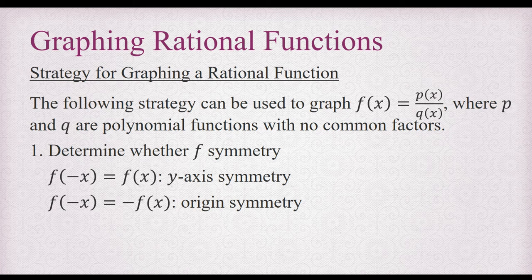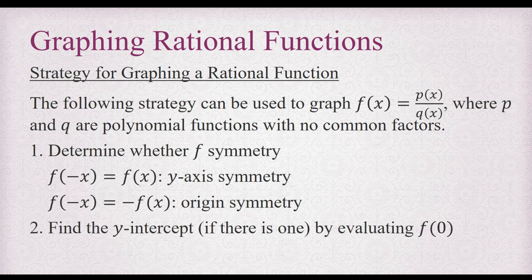Okay, so the first thing that we're going to do is determine if f has symmetry. Just like we did when we were trying to graph a polynomial, we want to plug negative x into our function to determine if we have symmetry. So remember, if I plug negative x in and my function remains exactly the same, then we have y-axis symmetry. If I plug negative x in and every single sign changes and I get the opposite, then we have origin symmetry. If neither of those cases happen, then we have no symmetry at all.